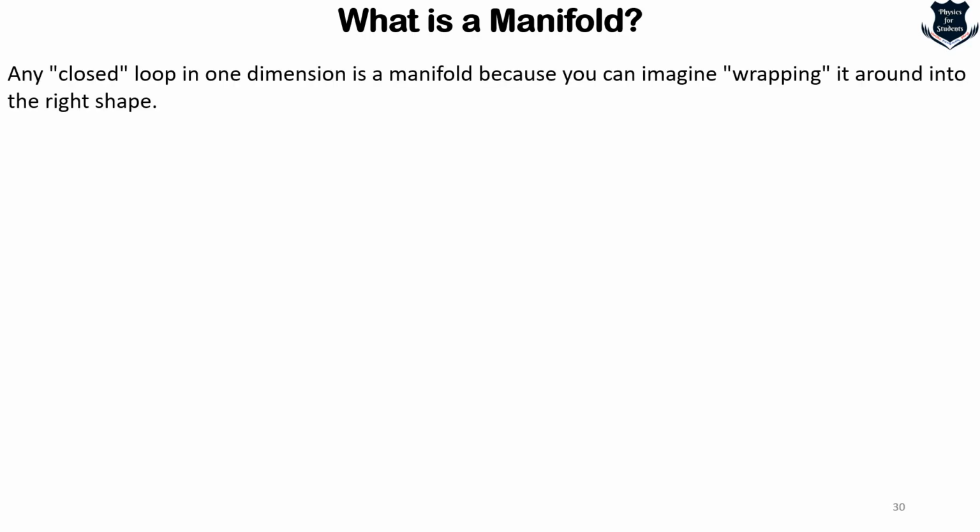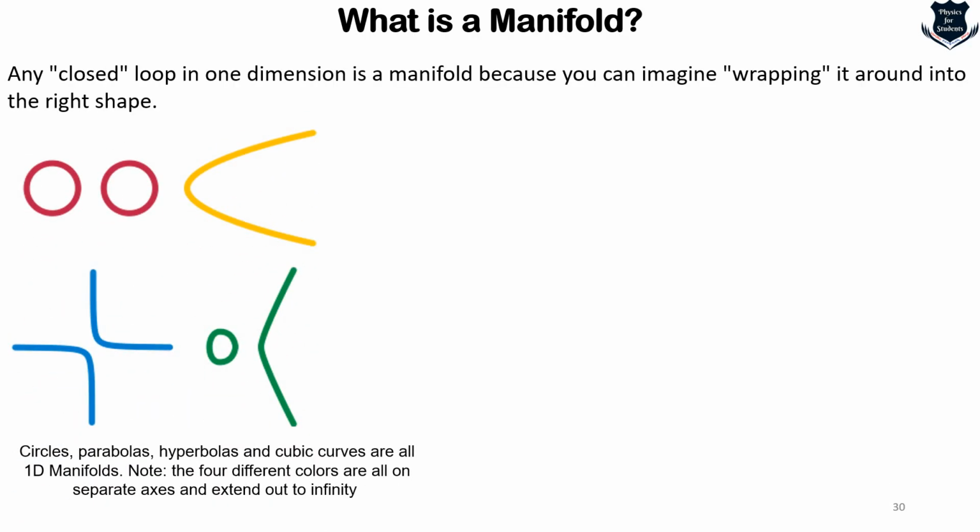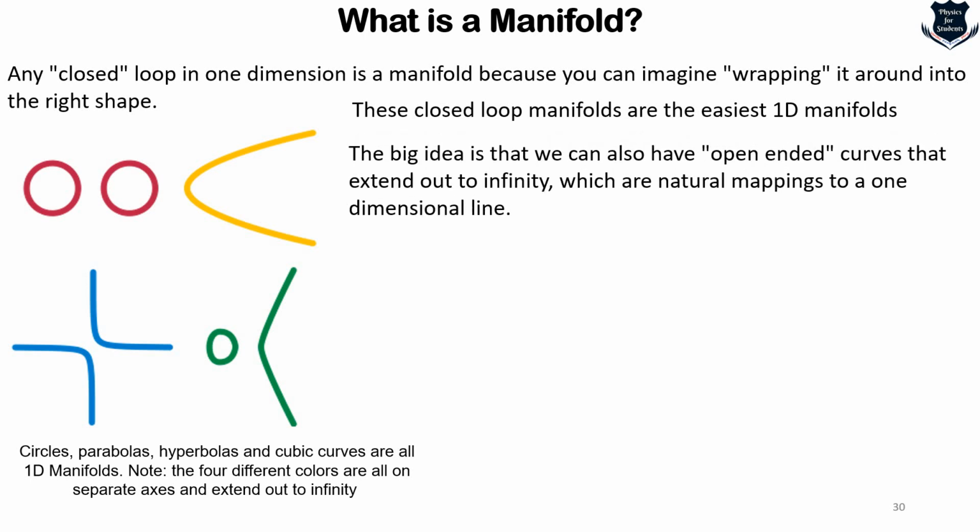Another way to think of it is that from a line segment you can find a continuous one-to-one mapping to the loop. So here you can see the circles, the parabola and the cubic curves, all are basically one-dimensional manifolds. So the closed loops are the easiest manifolds. The key property of a manifold is that every point has a neighborhood that looks like a piece of Euclidean space. Open-ended curves that extend out to infinity also have natural mappings to a one-dimensional line.